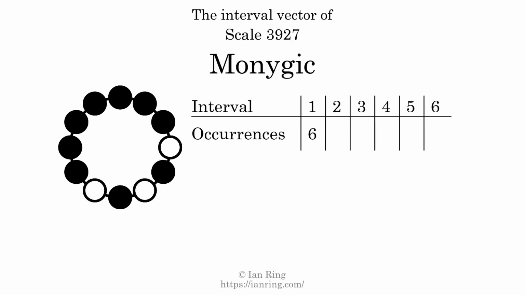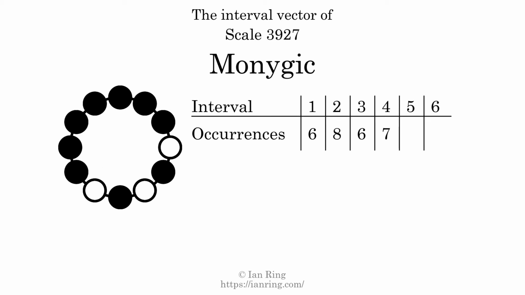There are 6 intervals with the size of 1 semitone. They are here, here, here, here, here, and here. There are 8 intervals with the size of 2 semitones. They are here, here, here, here, here, here, here, and here. There are 6 intervals with the size of 3 semitones. They are here, here, here, here, here, and here.